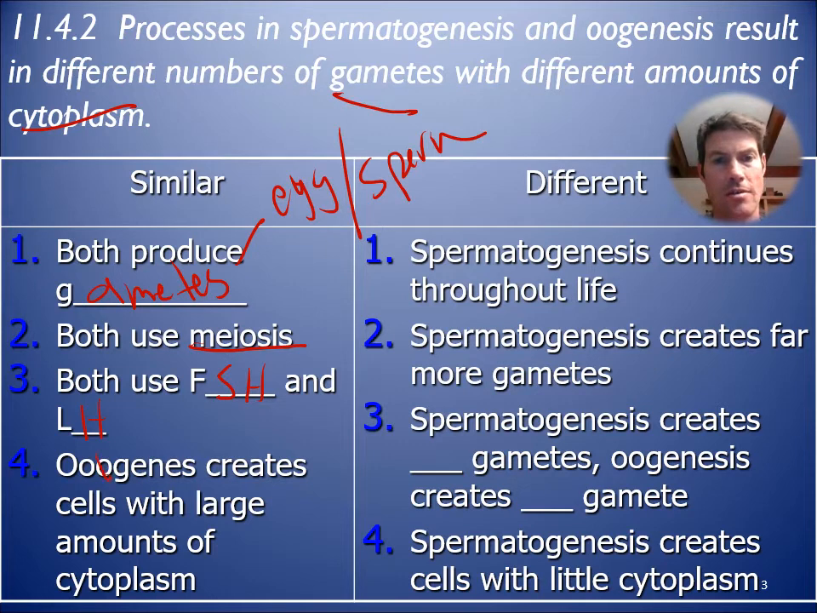Oogenesis, I have an extra O there, so ignore that, creates cells with large amounts of cytoplasm, and spermatogenesis creates cells with a little cytoplasm. I can't see what was in the back there.